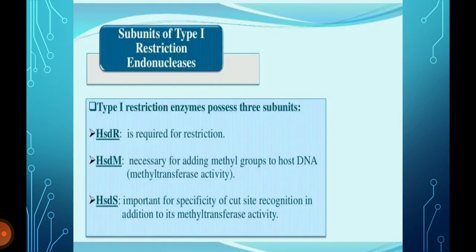Then next, subunits of type one restriction endonucleases. Type one restriction enzymes possess three subunits. HsdR is required for restriction, HsdM is necessary for adding a methyl group to host DNA, which is methyltransferase activity, and HsdS is important for specifying the cut site recognition in addition to its methyltransferase activity.